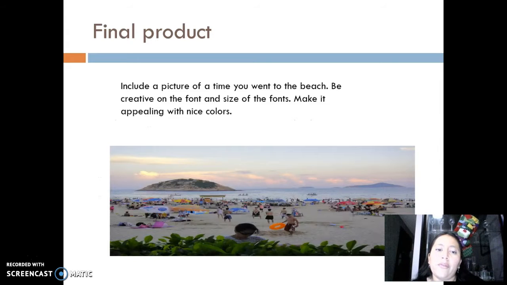In your final product, remember to include a picture of a time you went to the beach. Be creative with the font and size of the fonts. Make it appealing with nice colors. Remember that in a writing you need to be creative. You need to use your imagination.